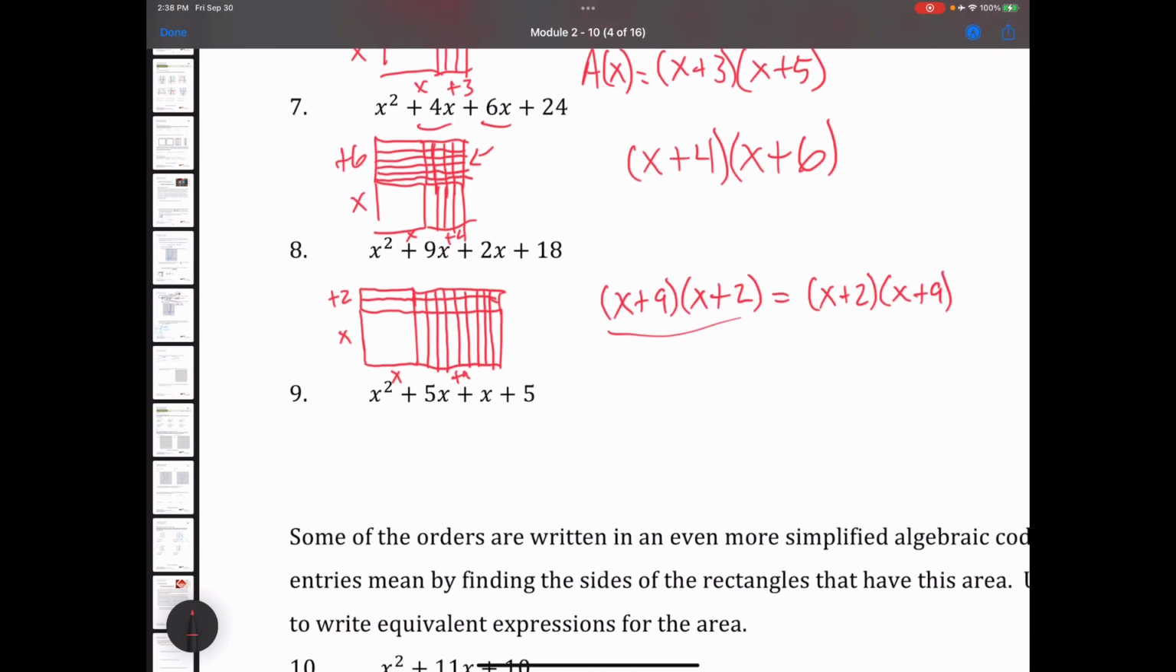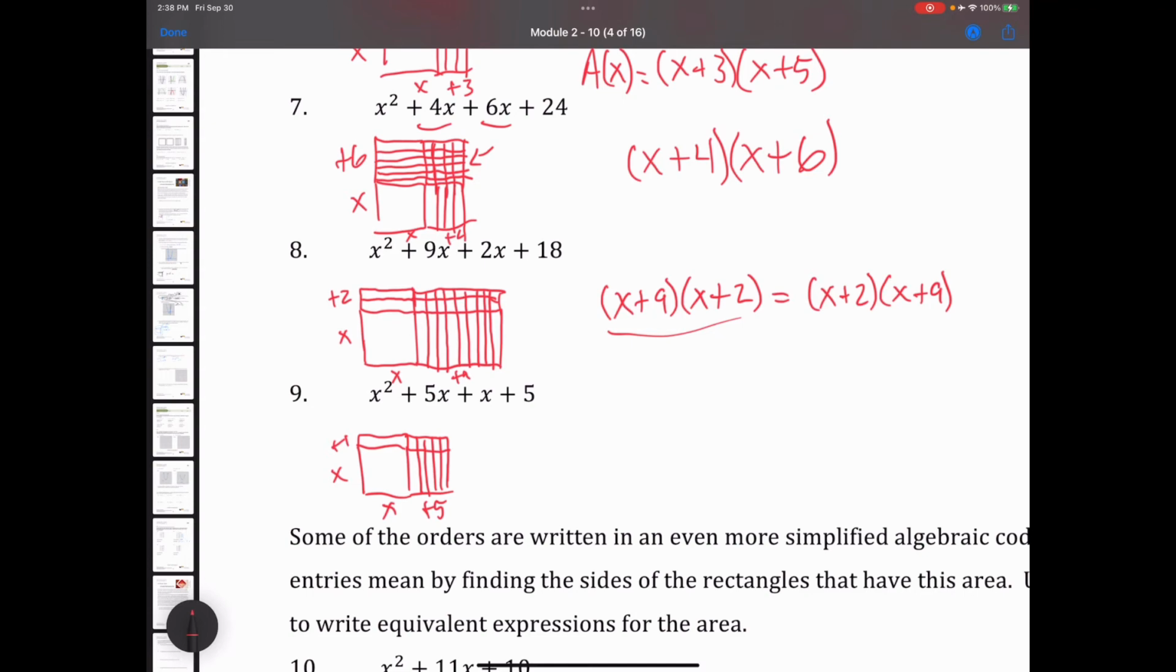Okay, the final one, the x squared block. We've got 5 x's on one side and a lone x on the top. So we'll go ahead and say x plus 1, put our 5 in over here, 2, 3, 4, and x plus 5. So we have our side lengths there, and when you multiply 5 times 1, you get 5.